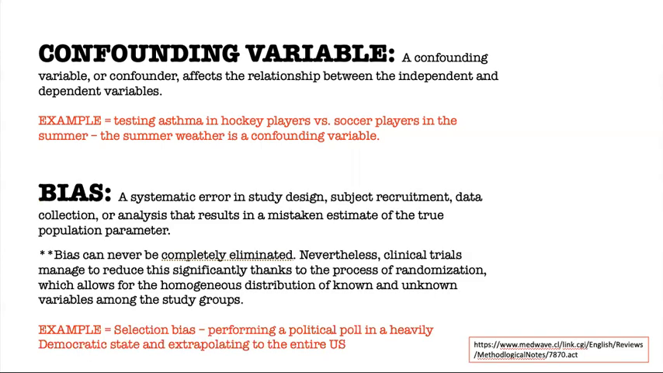And then bias is an error in study design, recruitment, data collection, or analysis that results in a mistaken estimate of the true population parameter. An example of this would be performing a political poll in an area that's overly Democratic or even overly Republican, right? It doesn't fully represent the whole population, right? That's called selection bias. But it's important to remember that because real life is messy and complex, bias can never fully be eliminated. But a randomized controlled trial like this one here helps to minimize it.